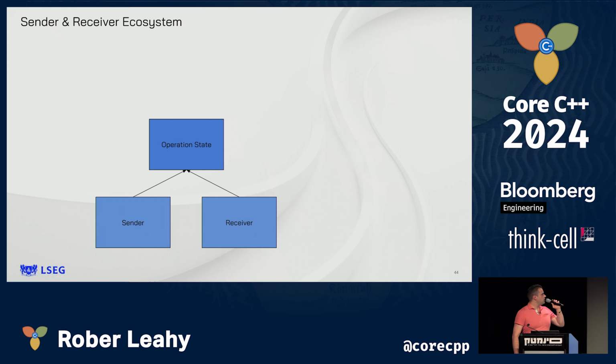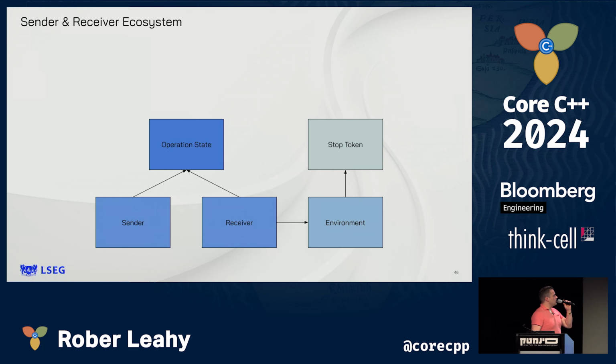We're well aware of senders and receivers and operation states, but what we don't know just yet is that every receiver has an associated environment, a collection of queries that can be performed to get information about the environment in which the receiver is running.